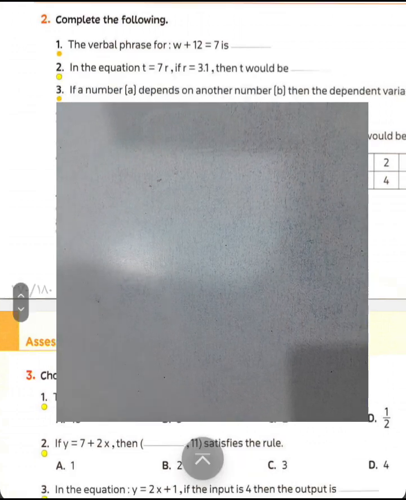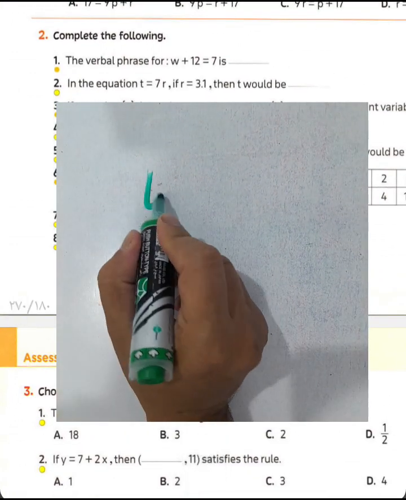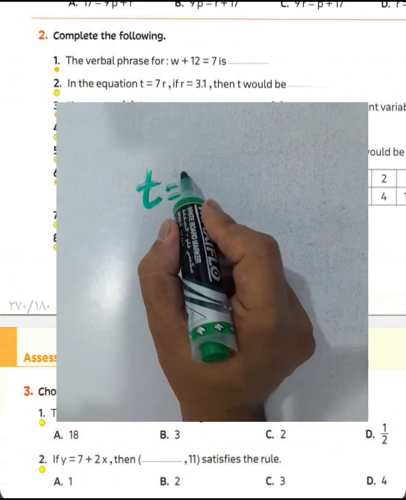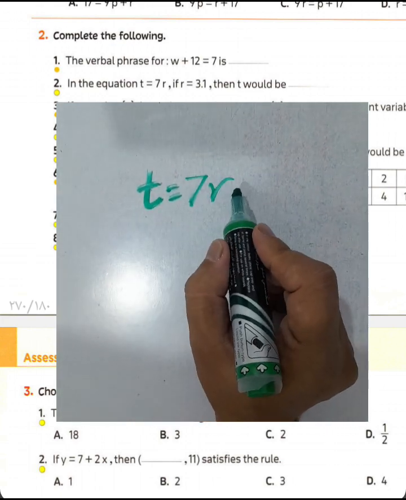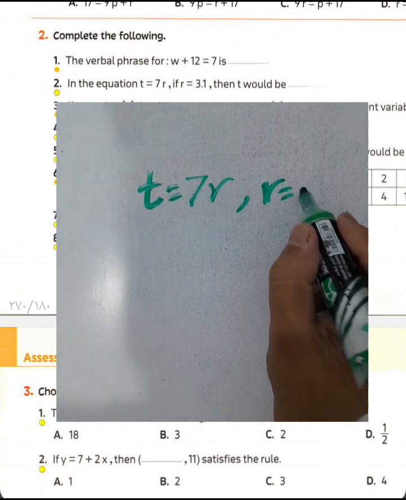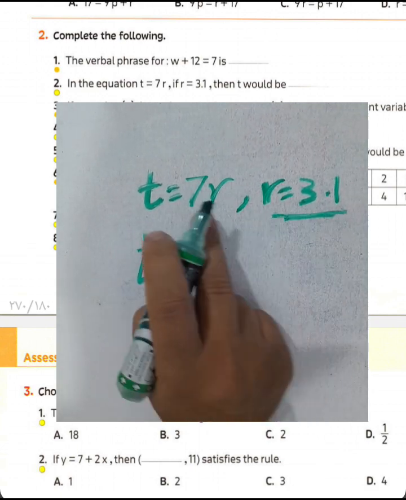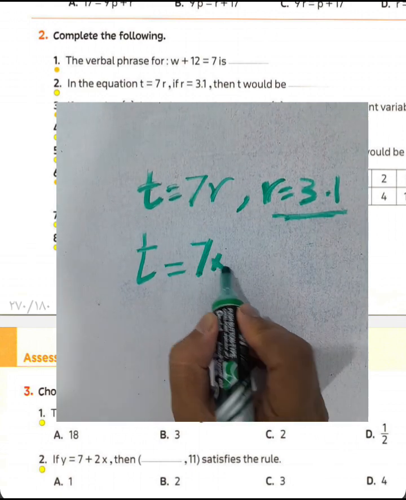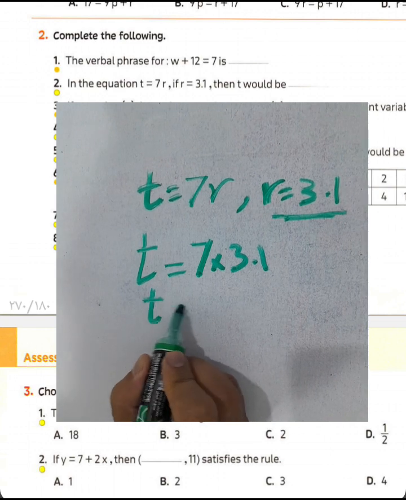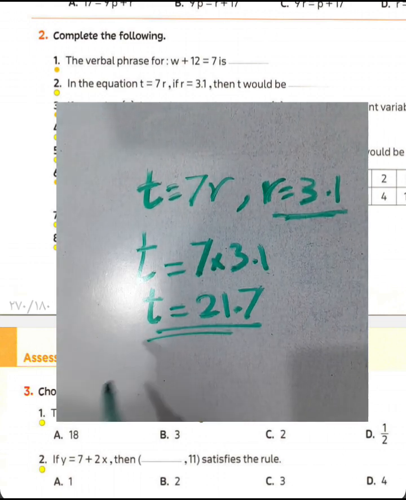Question number 2. In the equation T equals 7R, if R equals 3.1, then T equals what? We can put R equal 3.1 here. The result will be 7 multiplication 3.1. Then T equals 7 times 1 equals 7, and 3 times 7 equals 21. The result will be 21 and 7 tenths.